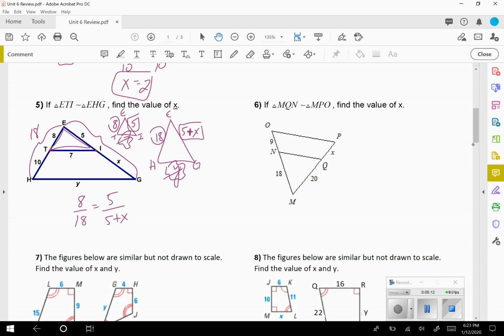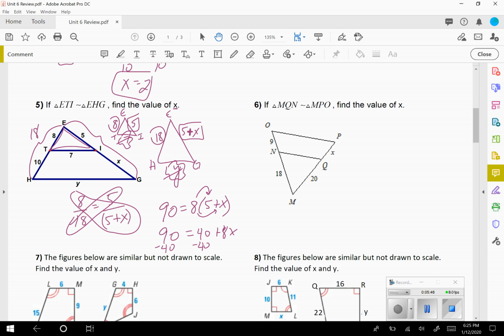Now it's just a proportion. Remember, put parentheses around anything with a plus or a minus. Do your cross products here. So 18 times 5, that's 90, equals 8 times (5 plus x). All right, so 90 equals, and then we just distribute here. So 8 times 5 is 40, 8 times x is plus 8x. Take away 40.